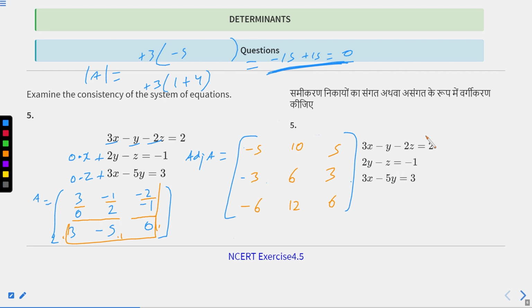You will have the adjoint, and the adjoint is multiplied with 2, minus 1, 3. Let me see, so this is going to multiply with this. If I am making any error, please do correct it.